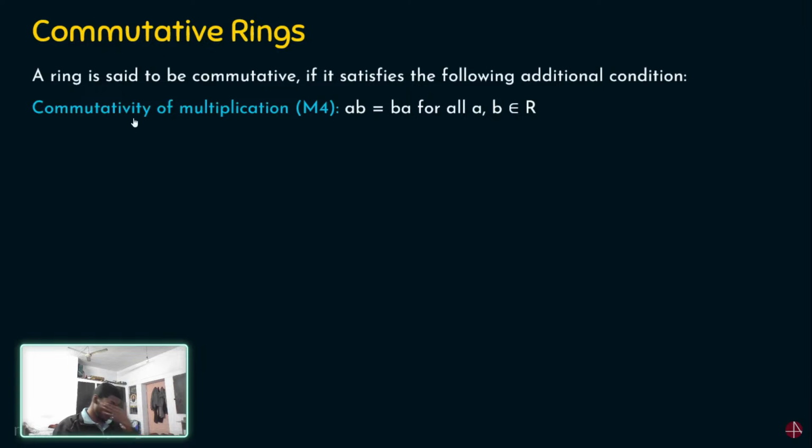In addition to it, if it is commutative under multiplication, that is A into B is equal to B into A, for all A, B that you take belonging to R, then the ring is said to be a commutative ring. A commutative ring has already satisfied A1 to A5, M1 to M3, and in addition to this, it also satisfies M4. We are done with rings and commutative rings.